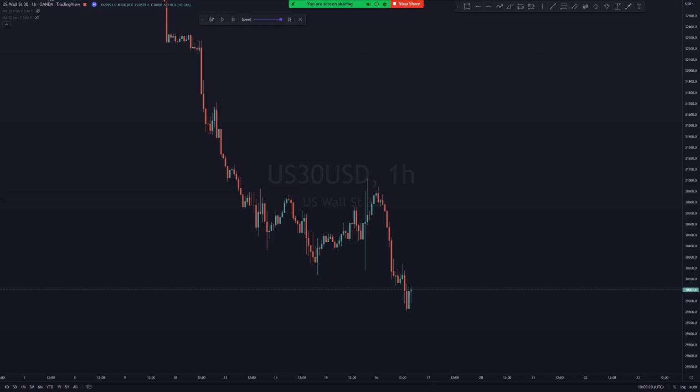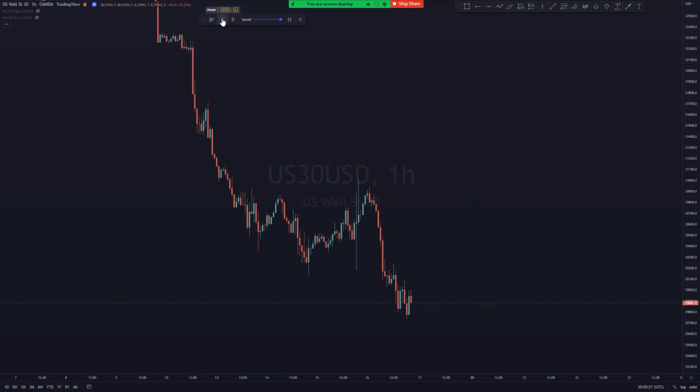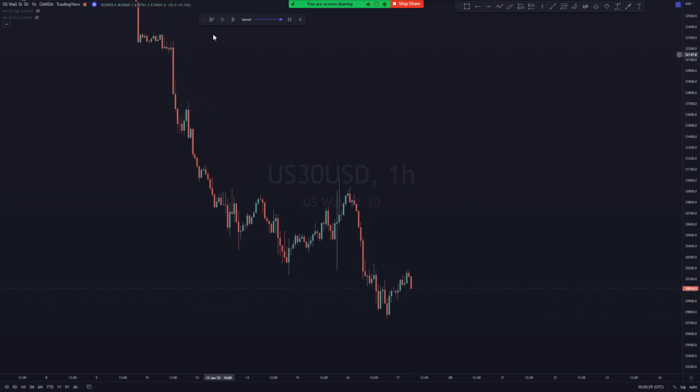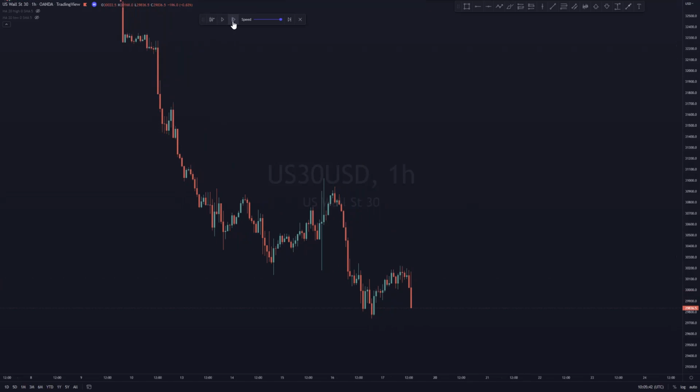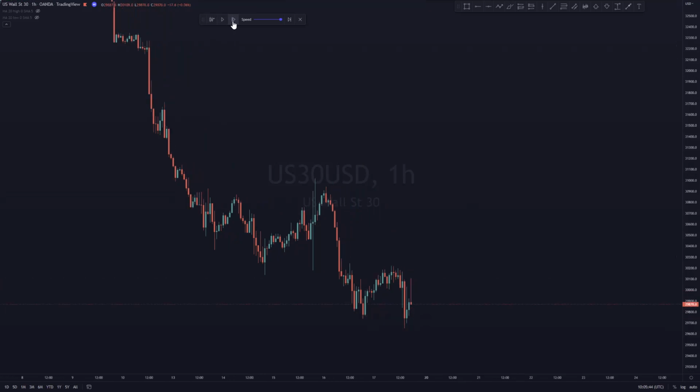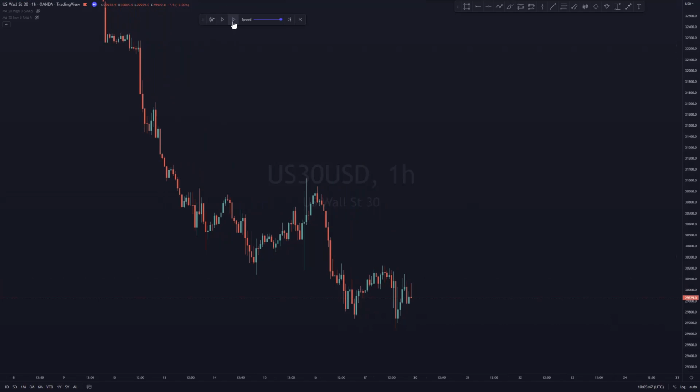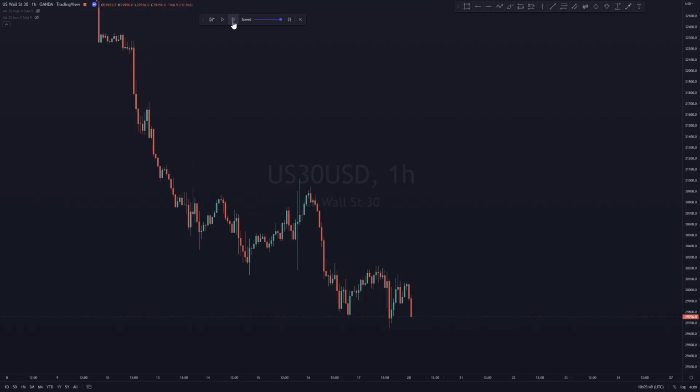this US30. Okay, let's see if we're gonna get any sign of reversal. Yes, we drop the harder to the downside. And let's check if we can get a sign of reversal on US30. Okay, looks like it's continuing to drop downside.